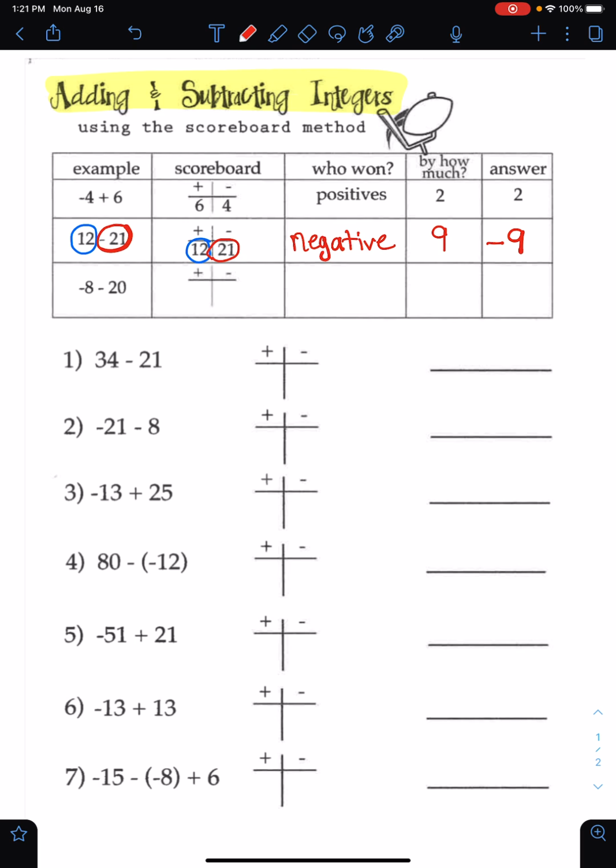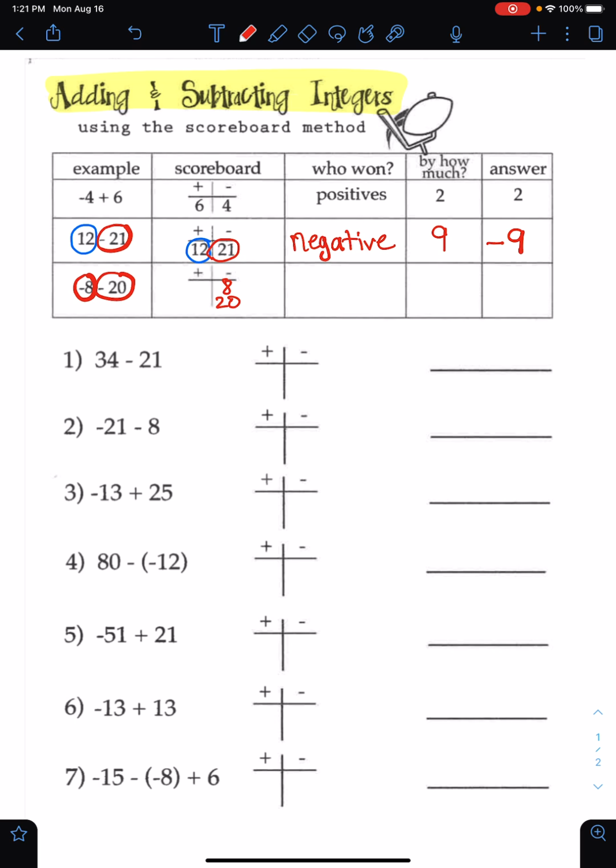Let's look at that third example. We have 8 points for the negative team and then 20 more points for the negative team. The positive team, in fact, didn't score any points because there isn't a number in that problem that doesn't have a negative in front of it.